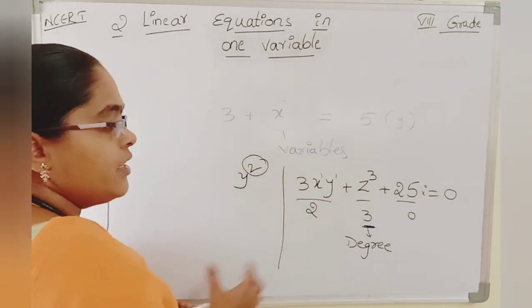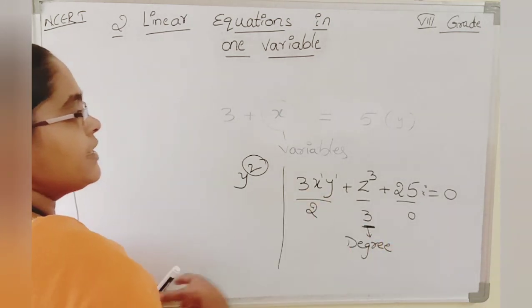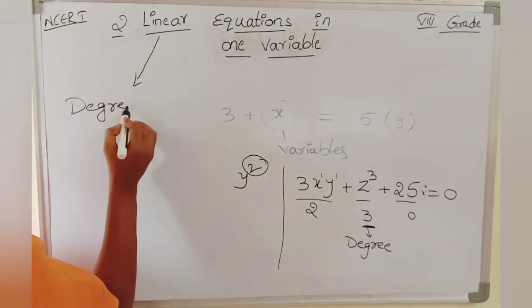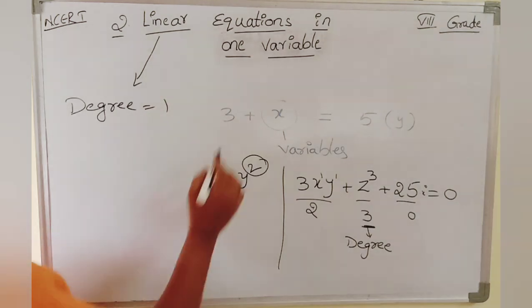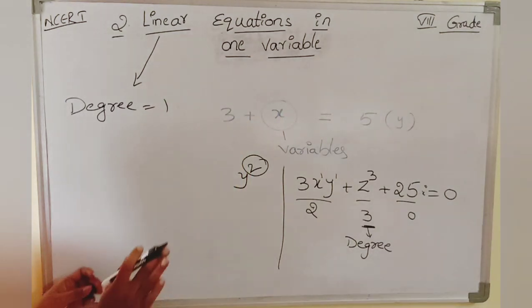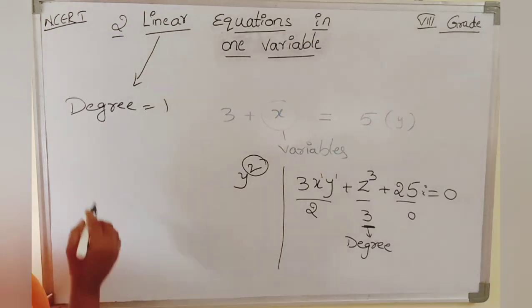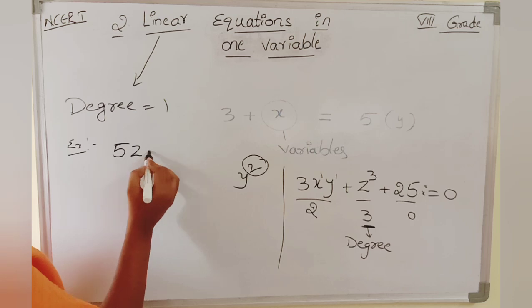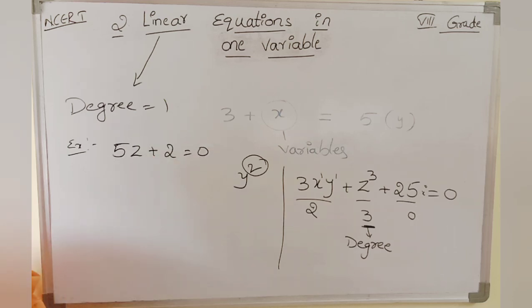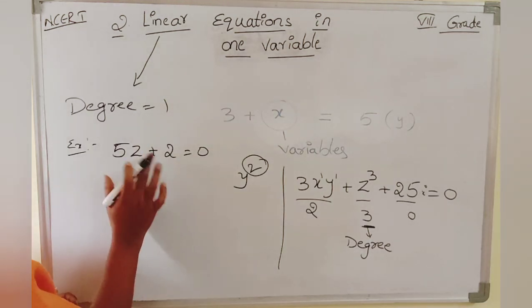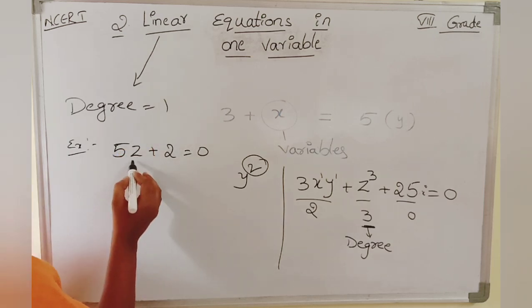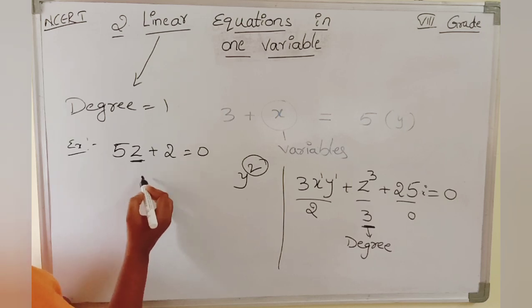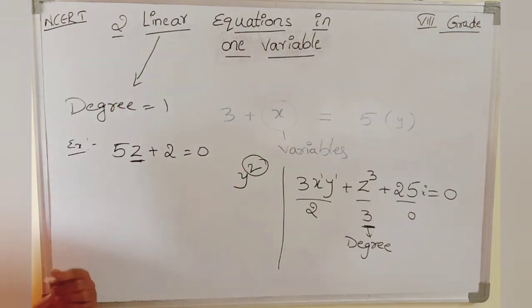Like this, if any equation has degree 1, what is there in linear equations? The degree must be 1. And in one variable, there must be only one variable in our expression. See some examples. Suppose I have 5z plus 2 is equal to 0. Here this equation's degree is 1, and we have only one variable, that is z. So this equation we are calling as a linear equation in one variable.